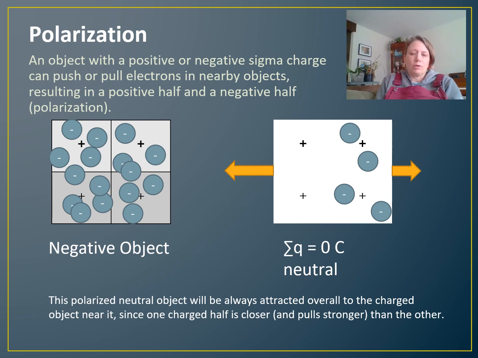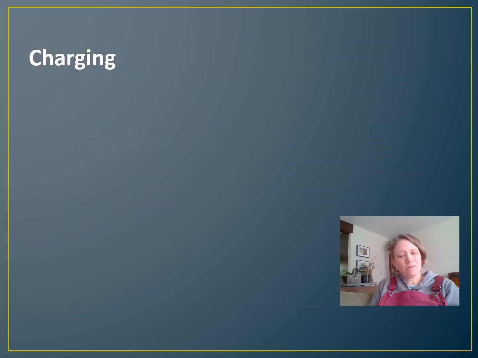But in general, understanding that neutral objects can be polarized and divided into a positive half and a negative half is pretty important. So the rest of this slideshow is talking about charging, which are the processes by which we take our neutral charge systems and we move charges in or out so that they end up with an unbalanced sigma q.